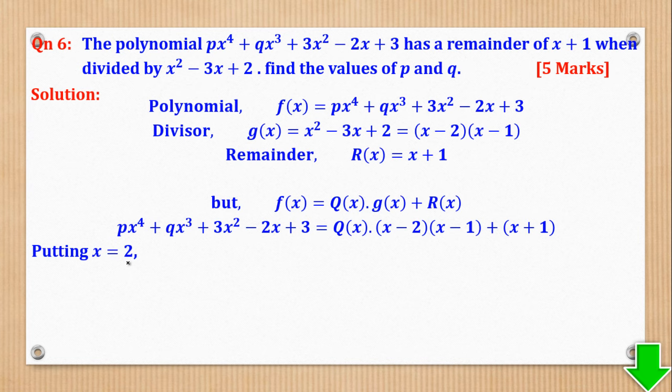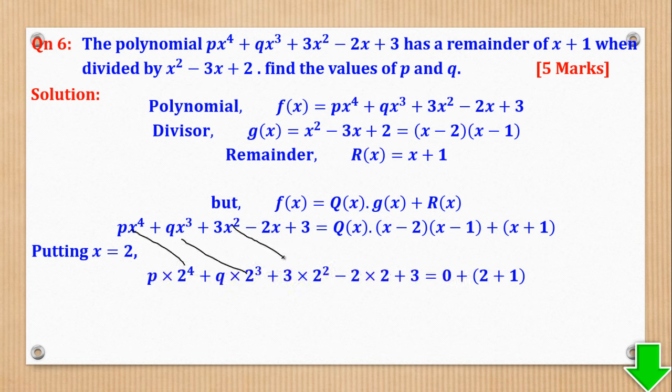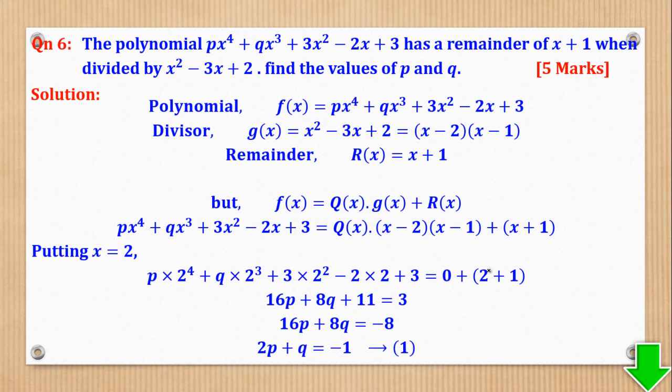So putting x equal to 2, I'll come up with this. Substitute where there is x, you put there 2. Where there is x, you put there 2. The whole of this has become 0. Then you simplify to get equation 1. That will be our equation 1.